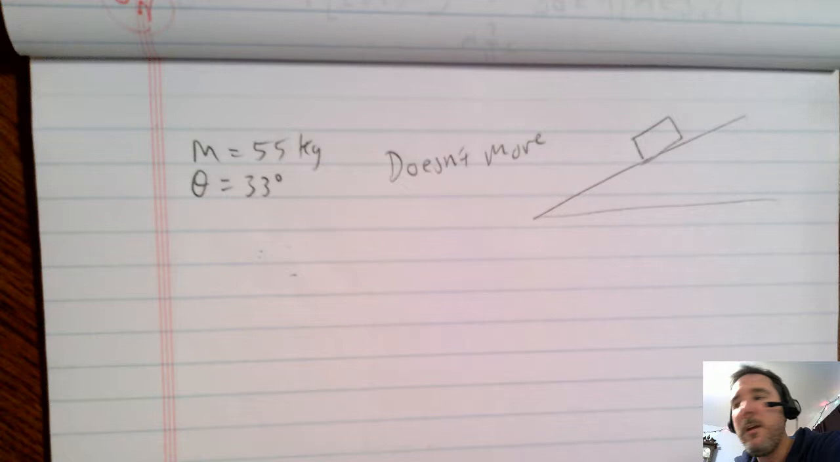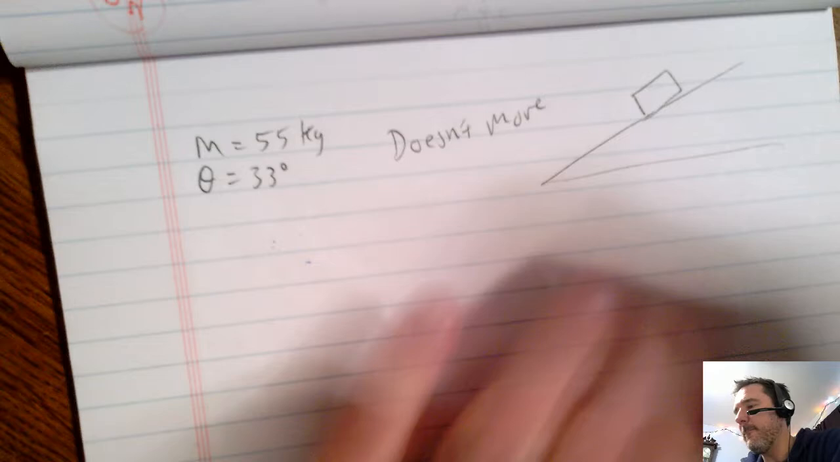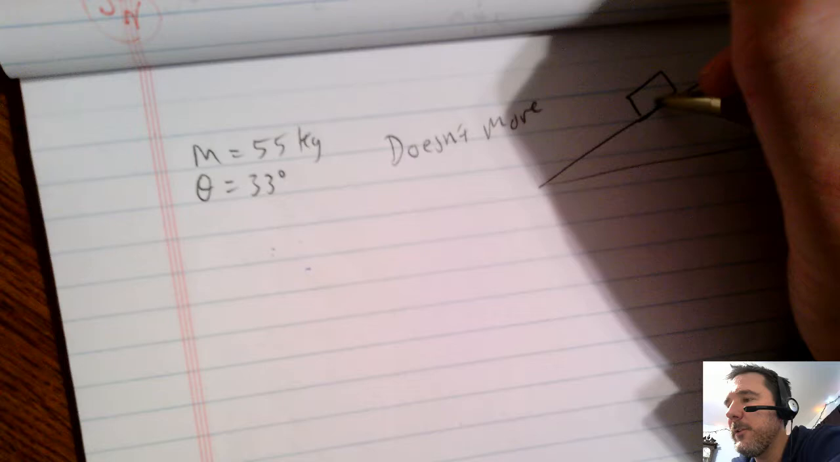I could ask you any question. I could ask you what's its weight. Well, the weight would be really easy. Just multiply 55 times 9.8. That's going to be the weight. In fact, that's going to be one of the first steps we're going to do. Draw the forces on it. There are three forces acting on it. The forces go like this.